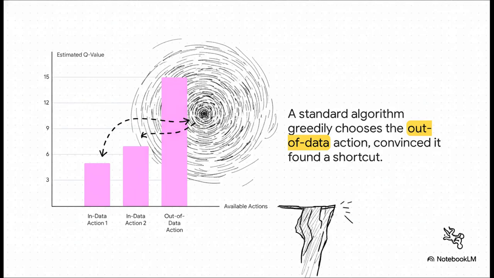And this visualizes the problem perfectly. The actions that were actually in the data have these reasonable learned values. But look at that out-of-data action. Its value is way up there, not because it's a good move, but purely by random chance. Any standard algorithm will greedily pick that action, thinking it's found some amazing shortcut, when really it's about to drive right off a cliff. So how on earth do we stop this from happening?